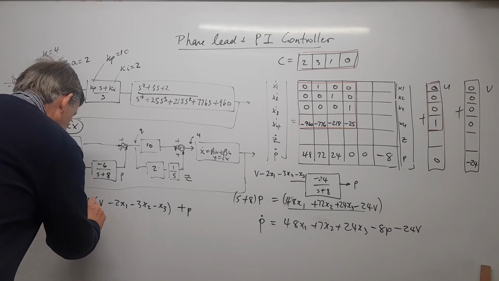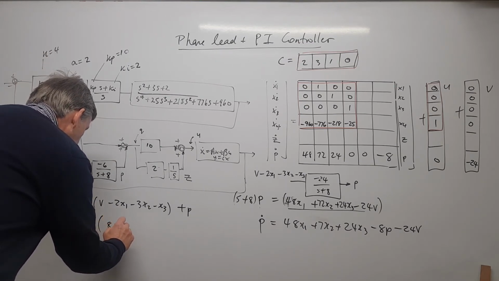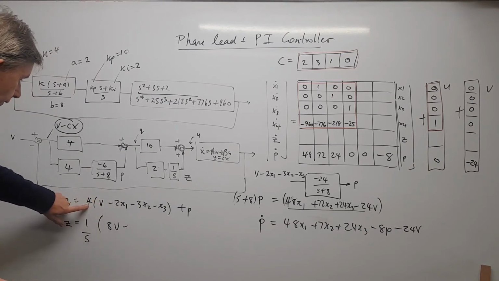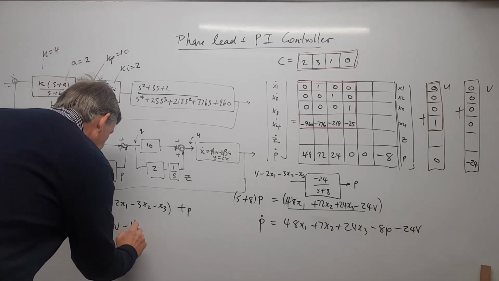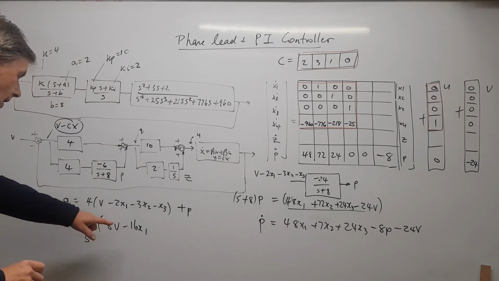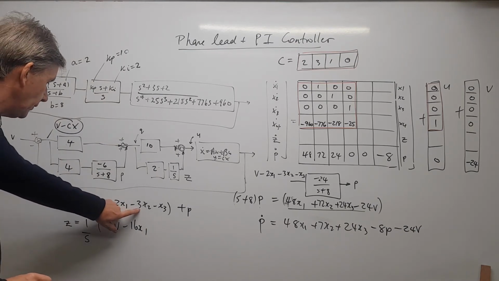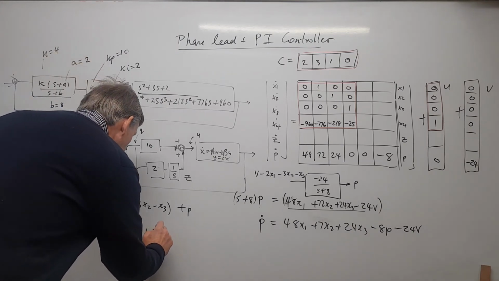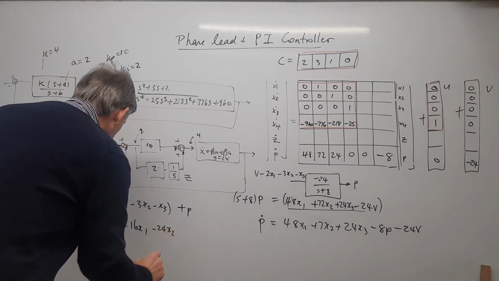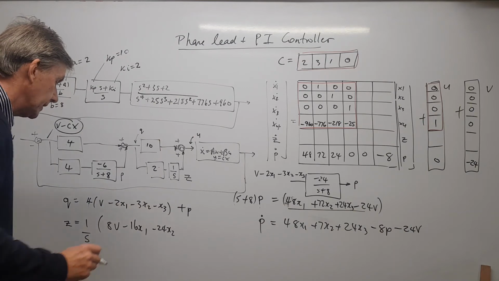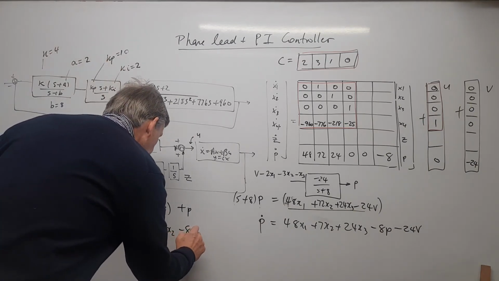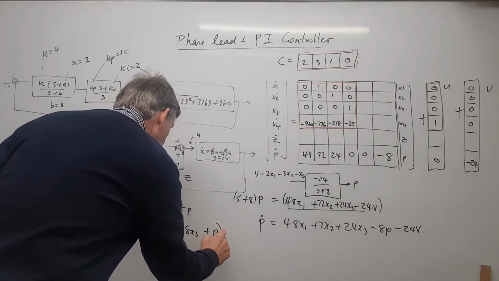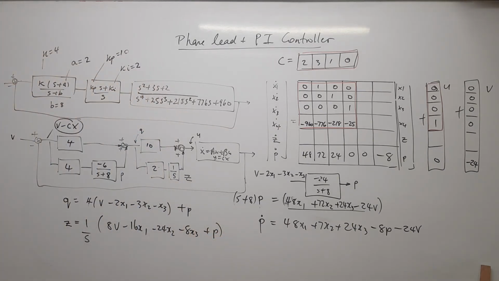So it's going to give me 2 4s are 8V minus 2 4s are 8, minus 16x1. And I've got 3 4s are 12, times 2 is 24, minus 24x2. And I've got a 4, minus 8x3, plus P is my expression for Z.